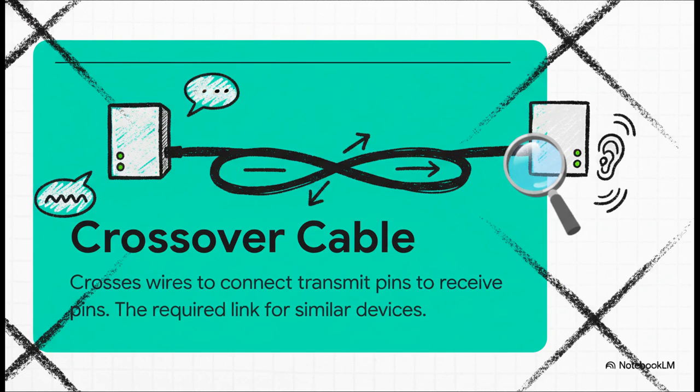Inside the cable, it physically crosses the wires, so the talking pins on one end get connected to the listening pins on the other. It basically forces two identical devices to have a proper conversation. It's a really clever fix.